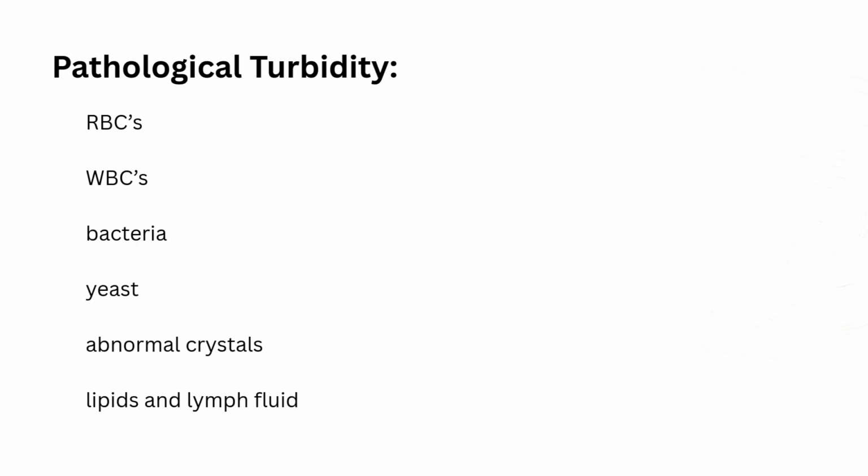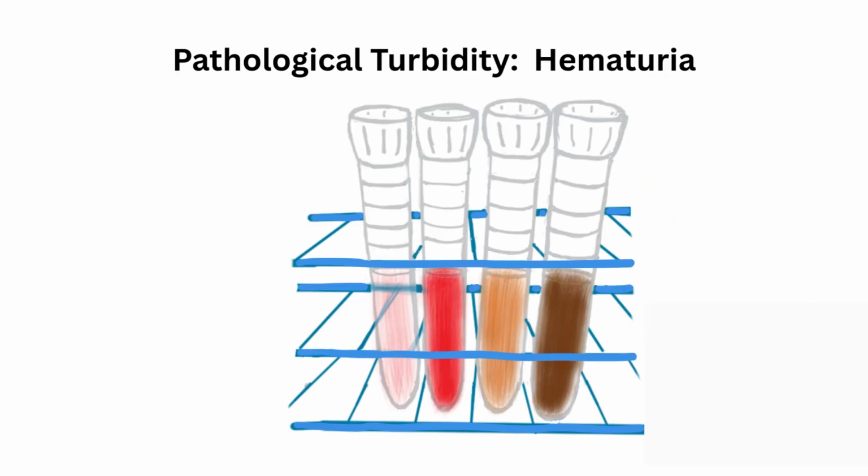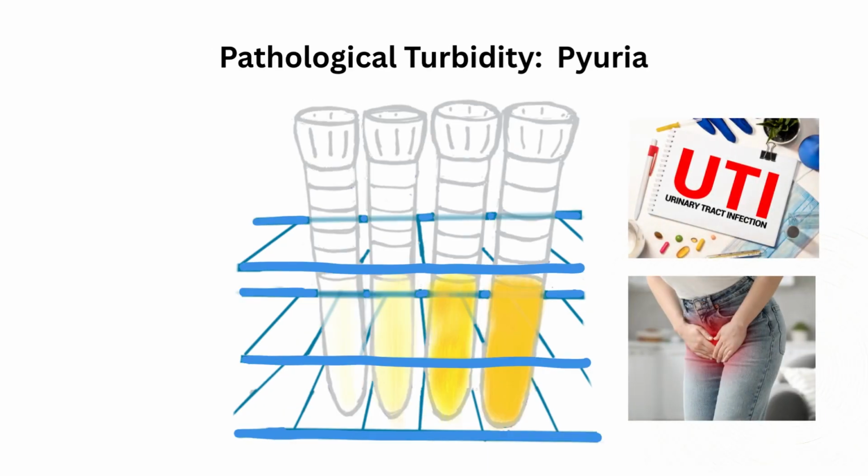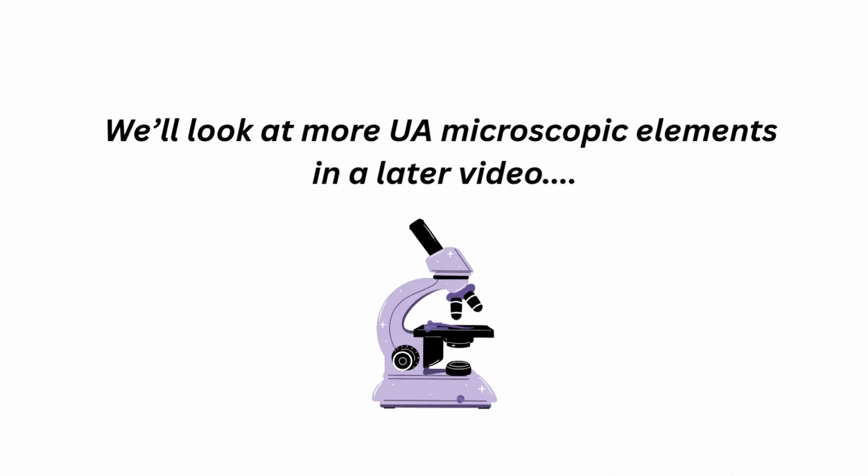Here we see a list of pathological turbidity in urine. We've seen red blood cells and how they affect the turbidity from our previous video. A cloudy urine, ammonia-like odor, positive leukocyte esterase on the urine reagent strip, with leukocytes and bacteria in the micro strongly hints at signs of a urinary tract infection.